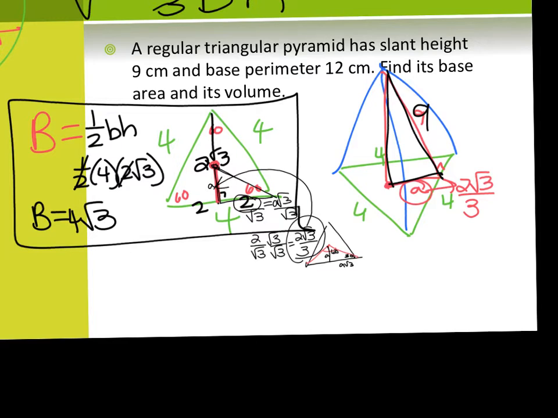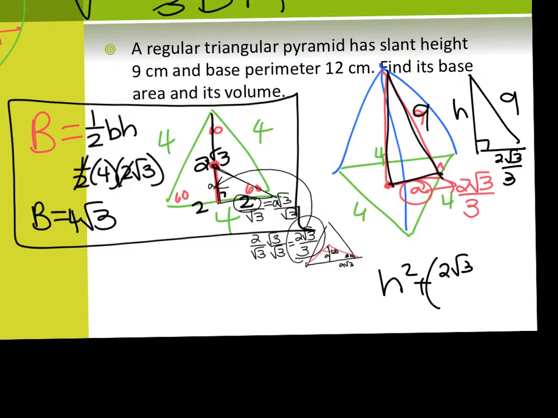All right, let's finish this one. So I have the apothem. So if I pull out this little triangle, this bottom is 2 root 3 over 3. And the hypotenuse is 9. And what I'm trying to find is the h. So h squared plus 2 root 3 over 3 squared equals 9 squared. The 9 is the slant height, which was the hypotenuse of that triangle.